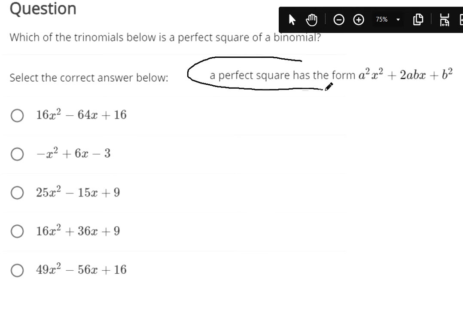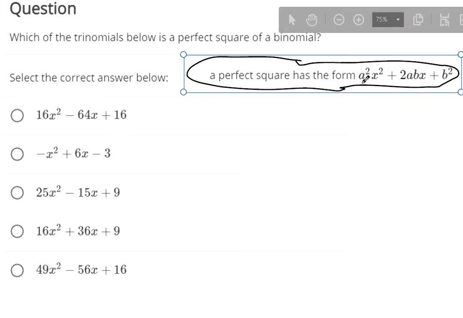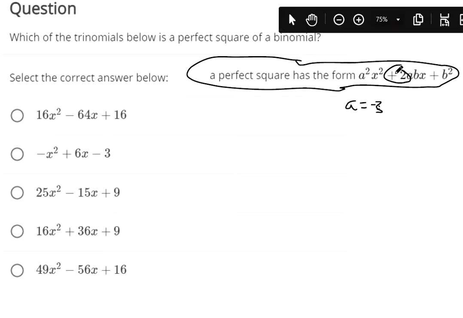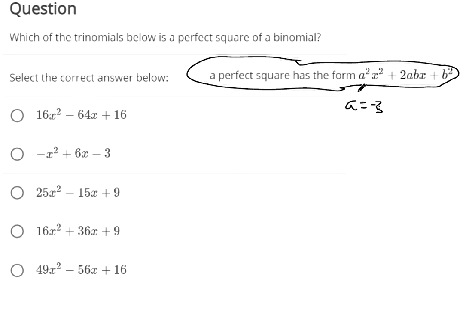So a perfect square binomial meets this form. Note that a could be -3, because -3 squared makes a positive. So we could have a negative term in here. Don't be fooled by this plus sign, because you could think about a negative a or maybe a negative b. Okay.